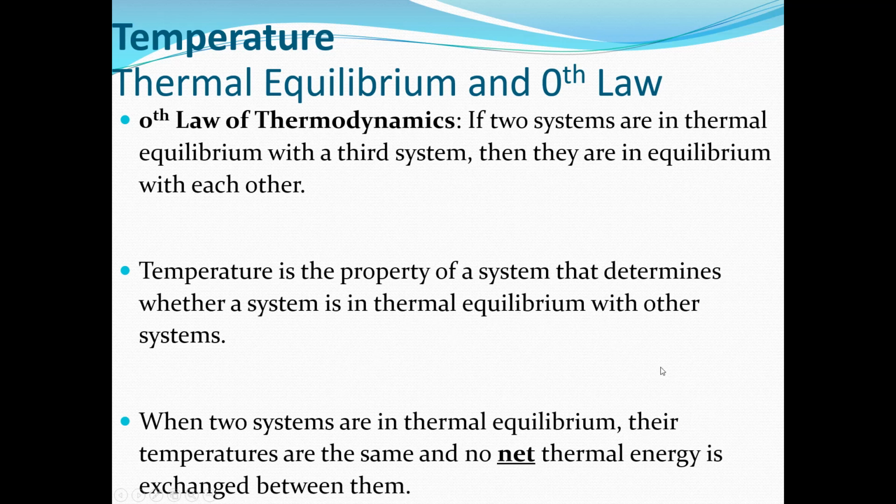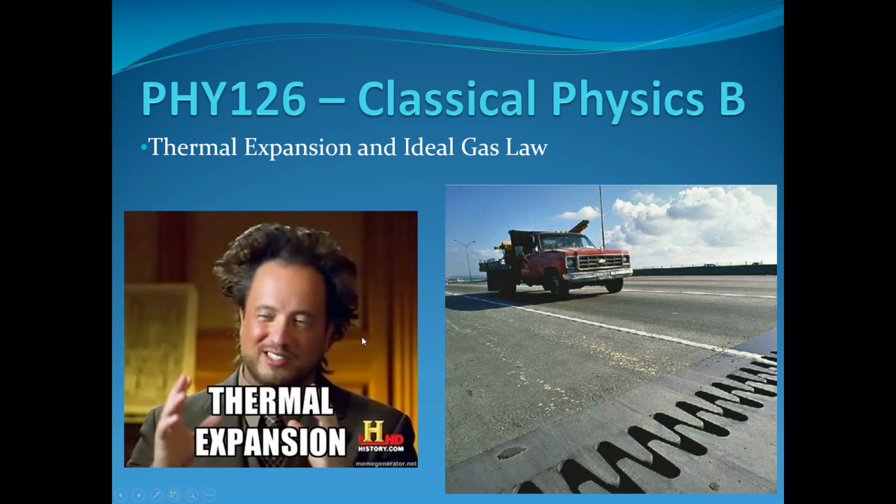So when you have two systems that are in thermal equilibrium, it doesn't mean that there's no heat being transferred to each other. It just means that the amount transferred from one system to another is equal to the amount of energy transferred from that system back to the first one. So if 5 joules of heat are transferred one way, 5 joules of heat is transferred the other way as well. So that's why we say it's no net thermal exchange.